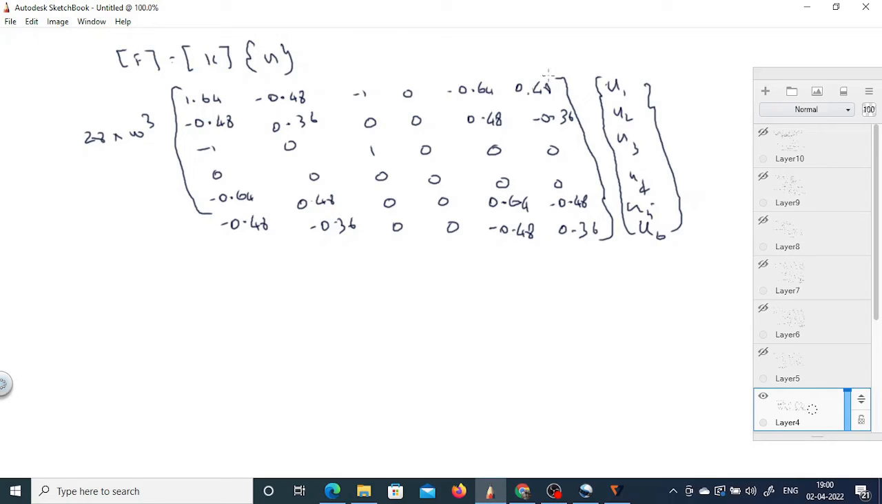After that, how many forces? I have 6 degrees of freedom, so 6 different forces acted: F1, F2, F3, F4, F5 and F6. So these 6 forces are acting, and I should find these 6 displacements and these 6 forces in the problem.